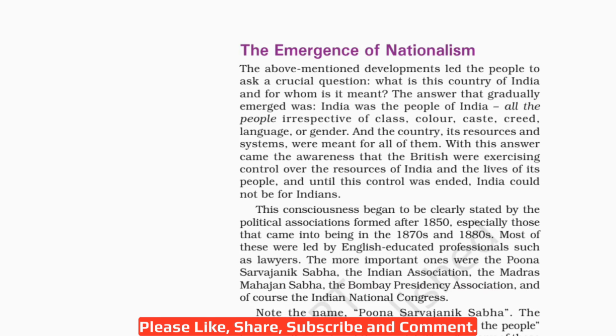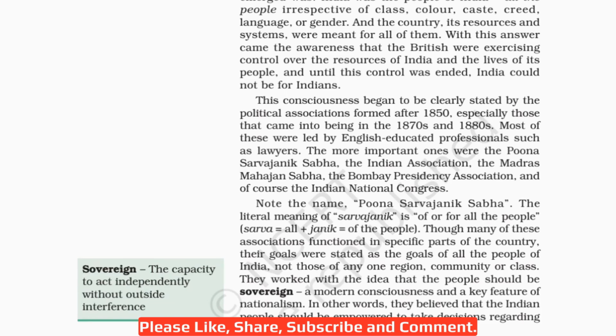So, with this answer came the awareness that the British were exercising control over the resources of India and the lives of its people. And until this control was ended, India could not be for Indians, right? Because at that time the Britishers were ruling India, and because India was meant for equality, Indians were not getting all those things. Okay, this consciousness began to be clearly stated by the political associations formed after 1850, especially those that came into being in the 1870s and 1880s.